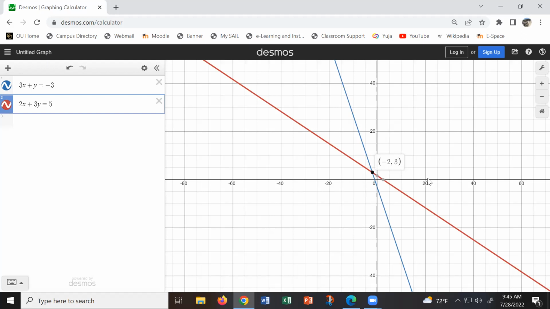So solution is -2, 3. Lucky we got integer solution. Do not like irrational solution at all. And then we say consistent. I'm sorry, consistent. Independent or dependent? Independent, right? You can see two lines separately, independent. All right, so that's the first one.